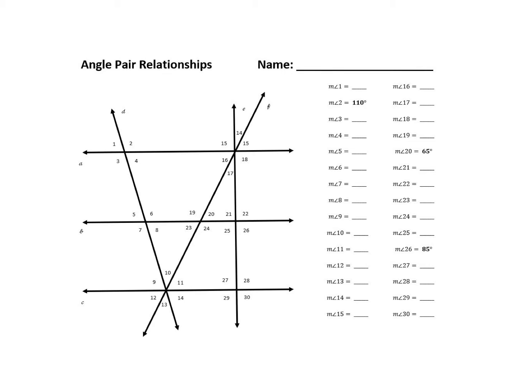Next week, you're going to have a project where you're going to have to identify a whole bunch of different angles based on the relationships between the lines. So here's kind of a watered down version of that project. In this picture, lines A, B, and C are intended to be parallel. And then your transversals are D, E, and F.